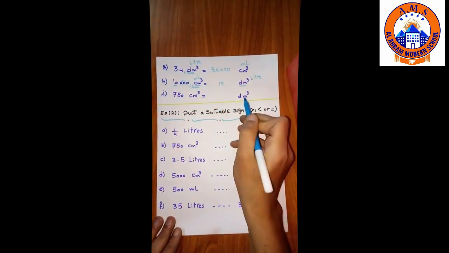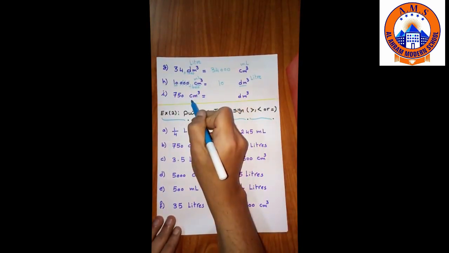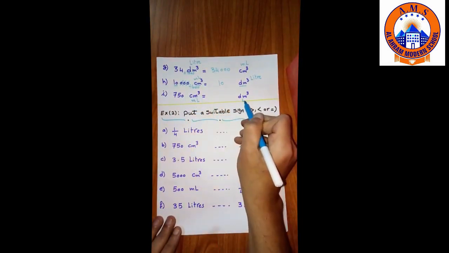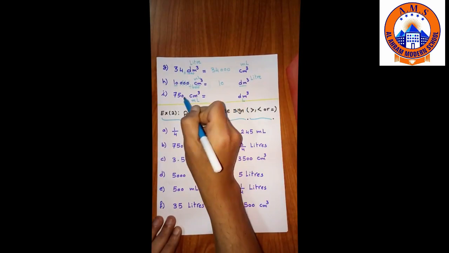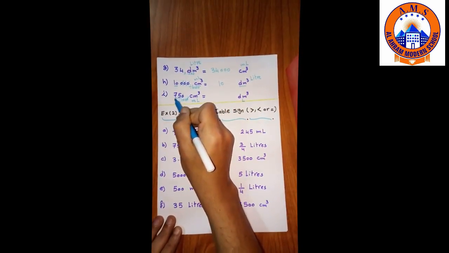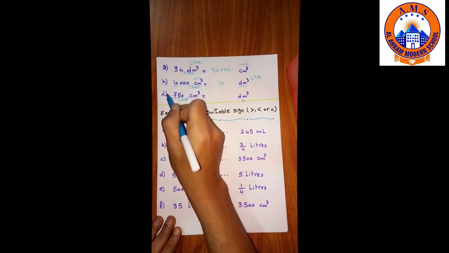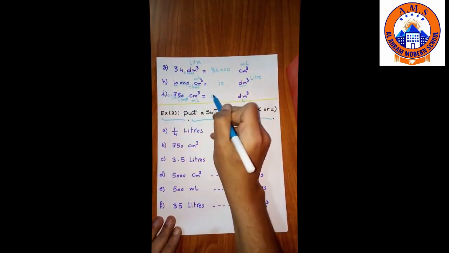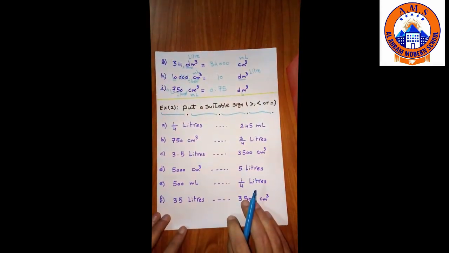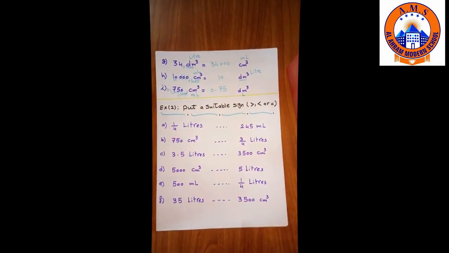From centimeter cube to decimeter cube, as we said, centimeter is smaller than decimeter, so this is milliliter and this is liter. To change from milliliter to liter, we divide by 1000. So cancel 0 with 0, still remaining 2 zeros cannot be cancelled, so we move the decimal point 2 places. Here is 1, 2, so the decimal point will be here, and we put 0, so the answer is 0.75.